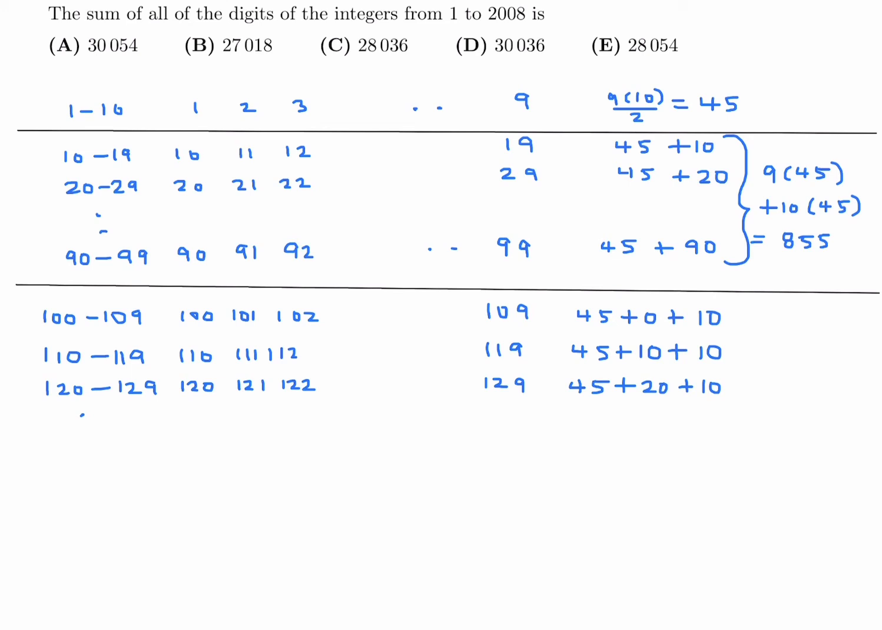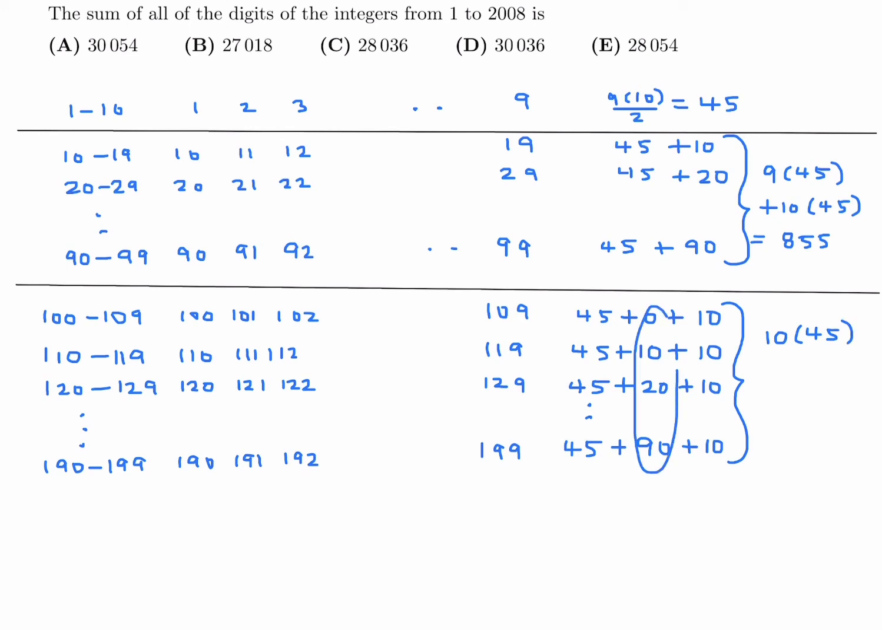I'll just jump to the 190s. 190 to 199. Units digits 45. Tens digits give me 90. And the hundreds digits give me 10. So adding up all of these, how many 45s am I going to have? Well, I'm going to have 10 of those, so 10 times 45. And then these in the middle, it's like adding 1 plus 2 plus 3 all the way till 9, but you have to multiply that by 10, so it's 10 times 45. And then these are pretty easy. That's just 10 times 10. And if you add up these, that becomes 1,000.